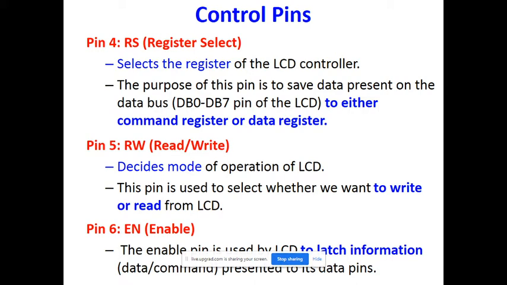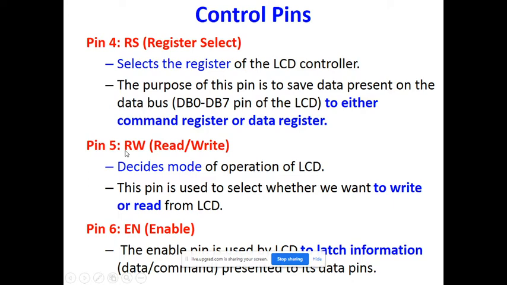In this fashion, as per the status of RS, the data is passed to the command register or data register. When it is 1, it is passed to the data register. When it is 0, it is passed to the command register. In this fashion, information from D0 to D7 is passed to either the data register or command register as per the status of RS. Suppose RS is equal to 1, then data, and RS is equal to 0, command.